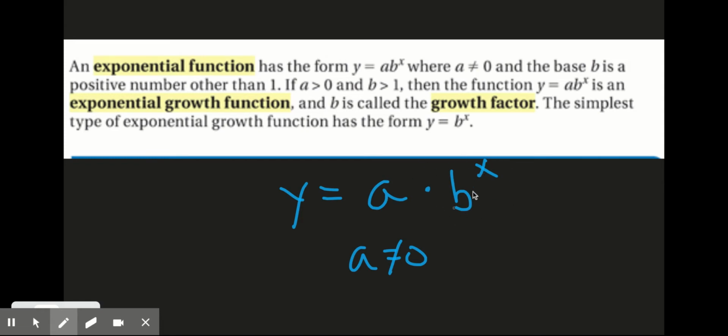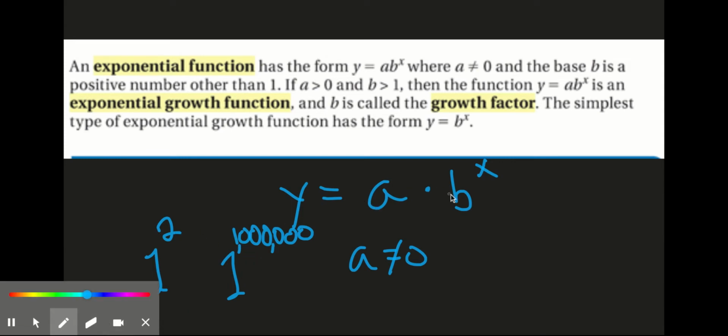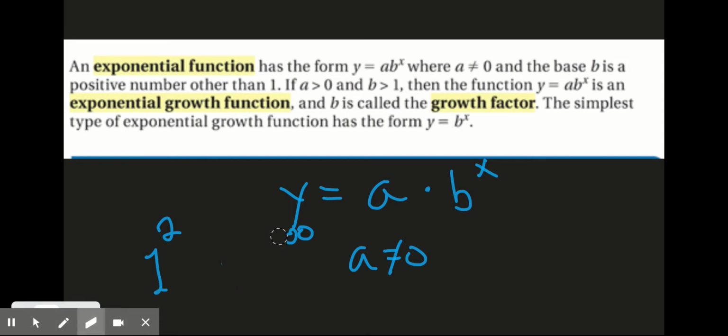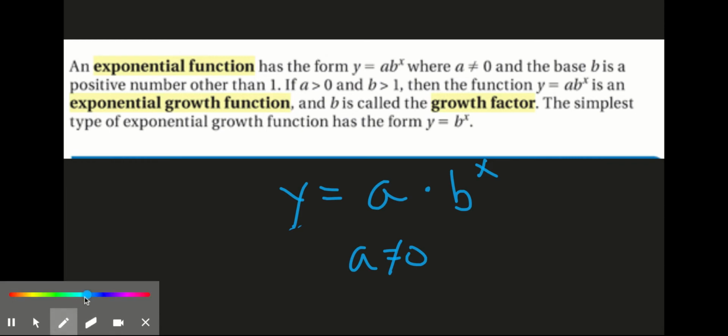Why should we say that b needs to be something other than 1? Because 1 squared, 1 to the 1 millionth, it literally doesn't matter at all. I'll just get 1. So it would be kind of pointless to have it be 1, so it's got to be something else. Right? We call b the growth factor because that's kind of determining how much we're growing by every time we change that input, right?